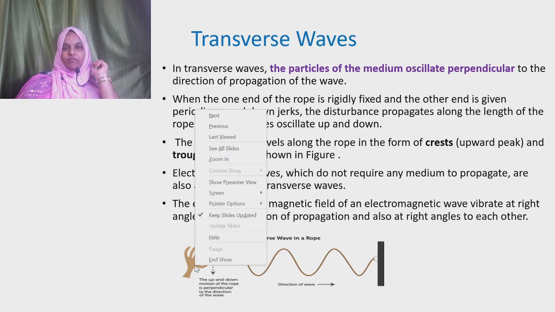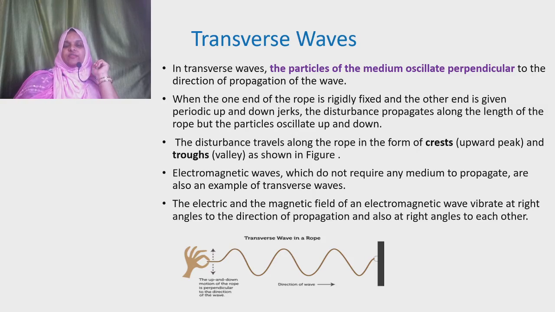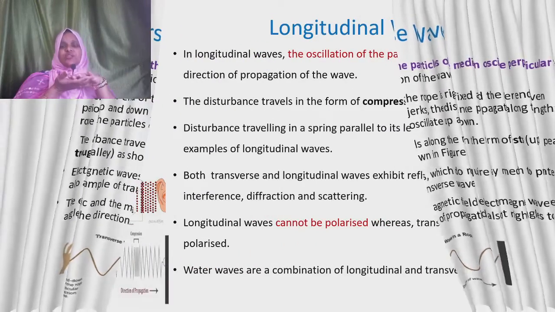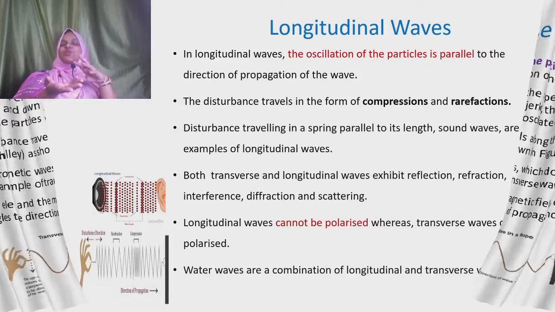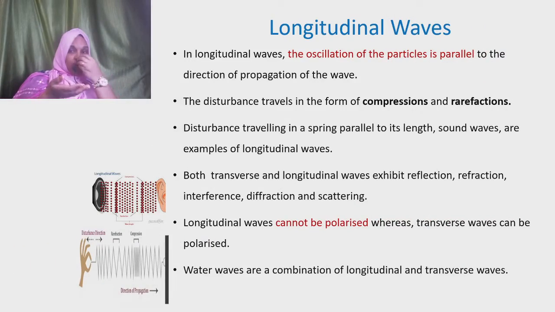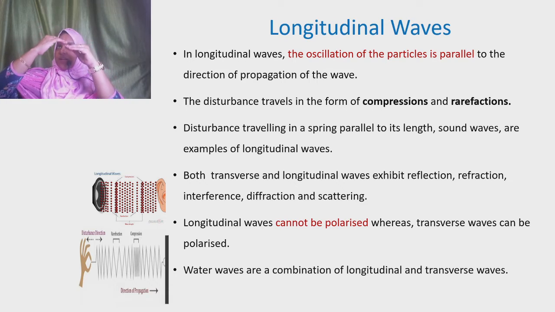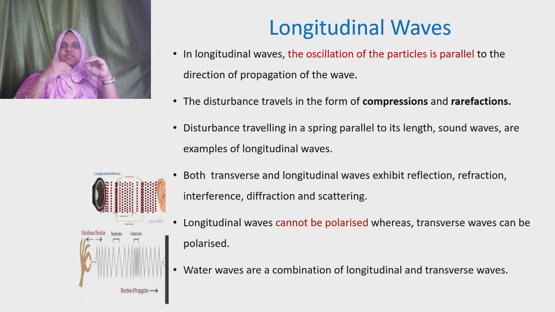Now we have longitudinal waves. So what are longitudinal waves? Obviously, longitudinal waves are waves in which the oscillation of the particle is parallel to the direction of propagation of the wave. Waves in which particles oscillate in a particular direction, and the wave is also transmitted along the same direction. Such waves are known as longitudinal waves. In such waves, waves travel in the form of compressions and rarefactions. Instead of crest and trough, here we have compressions and rarefactions.